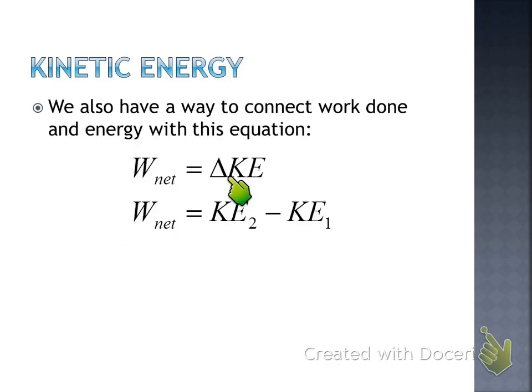Remember that the delta is final minus initial. So when we have the 2 here, that means final. When we have the 1, that means initial. Okay? And that's what we're looking at here. We can take the net work of something and solve for delta kinetic energy. So this equation right here, this top one, that should go on your equation sheet, as should the kinetic energy equation from the last slide. Okay, that 1/2 mv squared, that needs to go on your equation sheet as well.